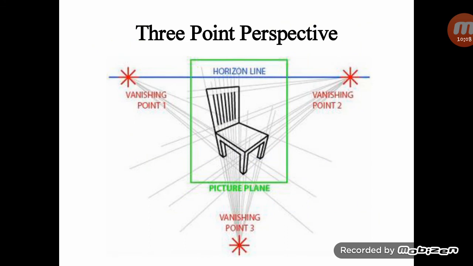Three-point perspective uses three sets of orthogonal lines and three vanishing points to draw each object. It is most commonly used when drawing buildings viewed from a low or high eye level. Vertical transversal lines now form a third set of orthogonal lines.